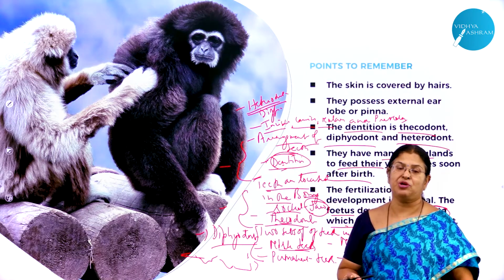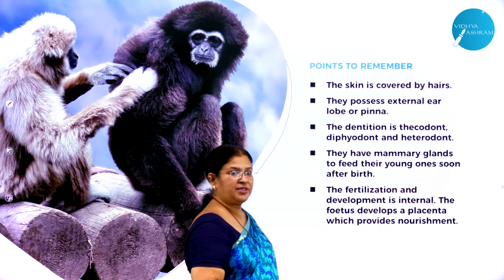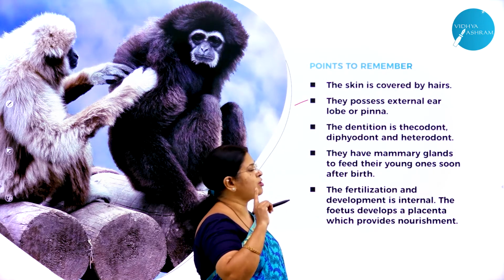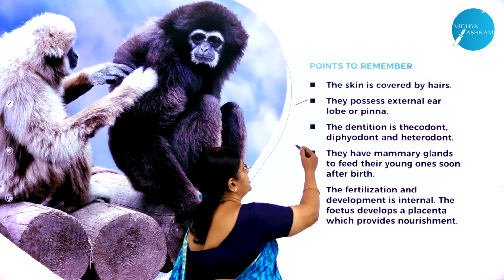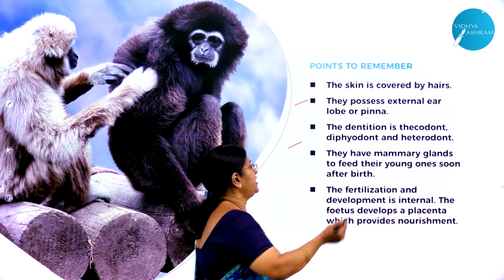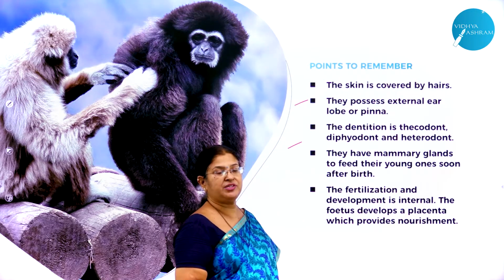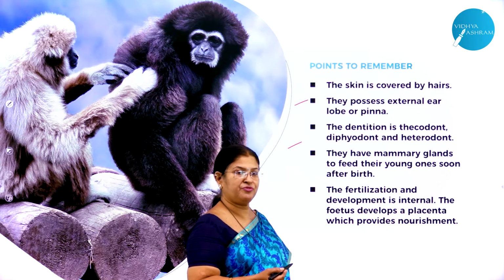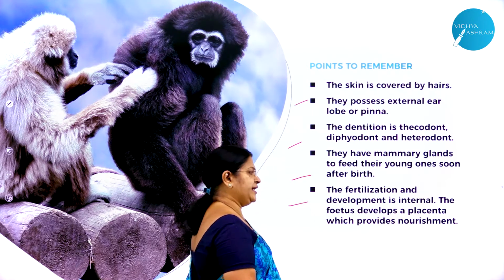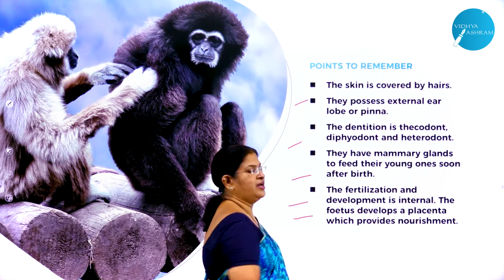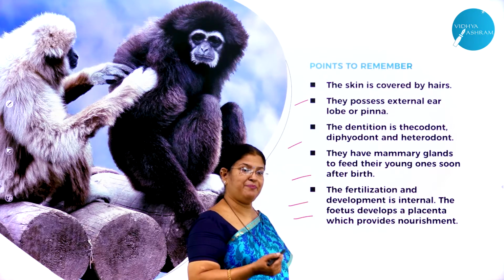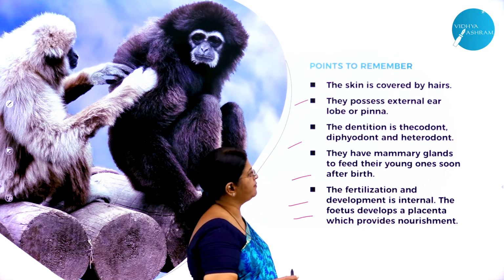Hence we also call them placental mammals. What are the other very important features? The skin is covered by hairs, and they possess an external earlobe or pinna which receives the sound waves. The dentition, already I explained, is thecodont, diphyodont and heterodont. They have mammary glands which produce milk, and that milk is used to feed the young ones after birth. The fetus develops a placenta which provides nourishment, and the placenta is called a connecting link between the developing fetus and the maternal body.